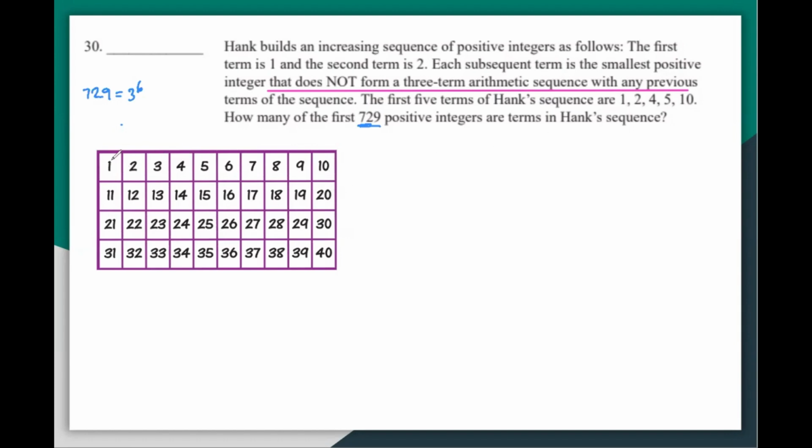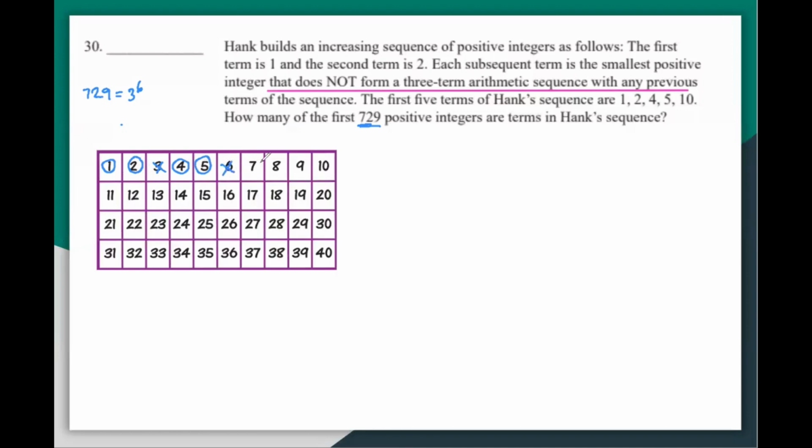We are given 1 does work because I cannot make a sequence with 2 numbers. 1 and 2 should be in our list anyway. But 3 doesn't work, because 1, 2, 3 is an arithmetic sequence, which is no good. And 4 should be in our list because we cannot combine 1, 2, and 4 to make an arithmetic sequence. 5 is also in, because we cannot make an arithmetic sequence with any of the previous numbers we have. 6 is no, because 2, 4, and 6 would be an arithmetic sequence.